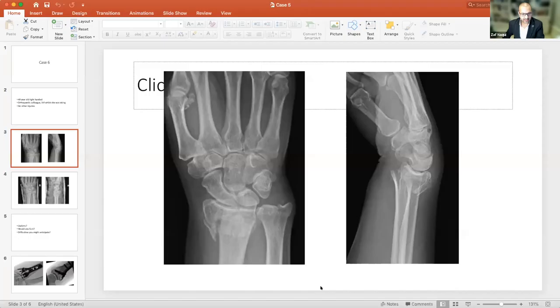Okay, let's do another one, if I may. So that's the difference, Zaf, between a head examiner and just an examiner, isn't it? I missed the scapholunate. That's completely different level. Okay, let's go for this one.